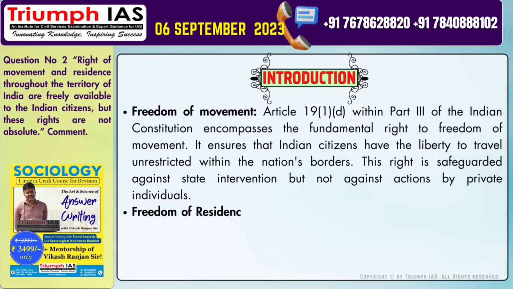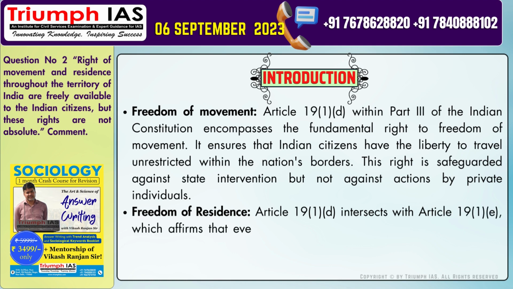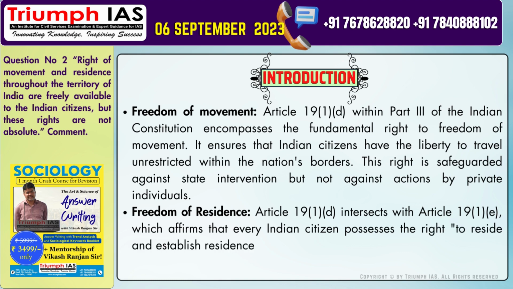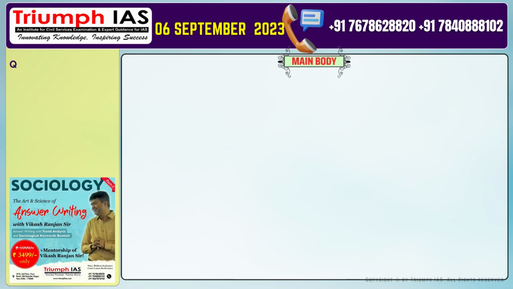Number 2. Freedom of residence. Article 19(1)(d) intersects with Article 19(1)(e), which affirms that every Indian citizen possesses the right to reside and establish residence in any region of India. Main body of the answer is reasonable restrictions.